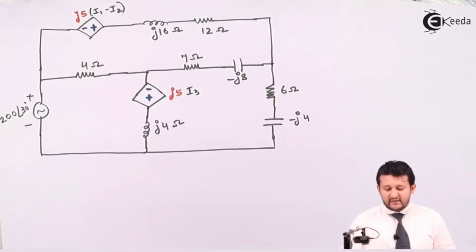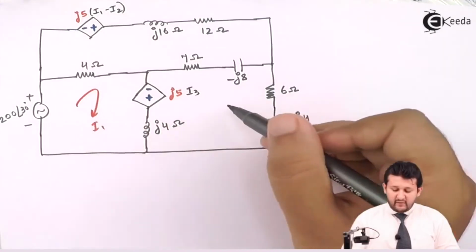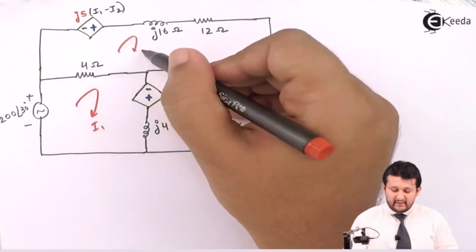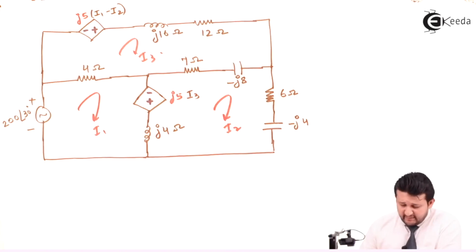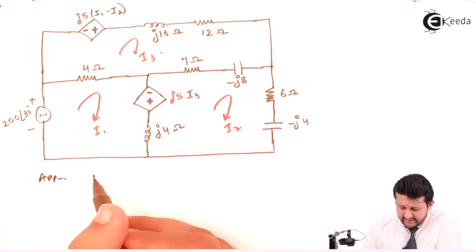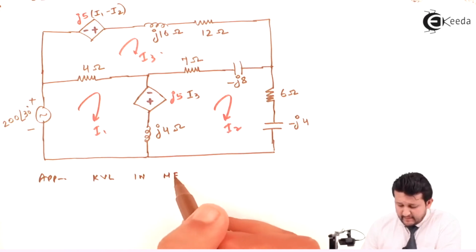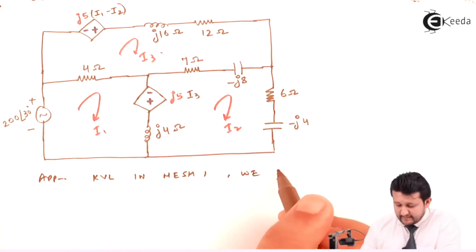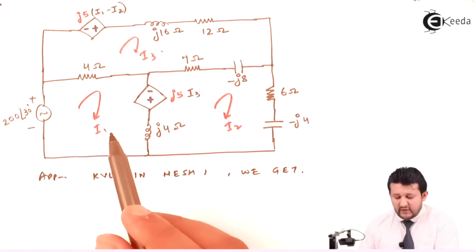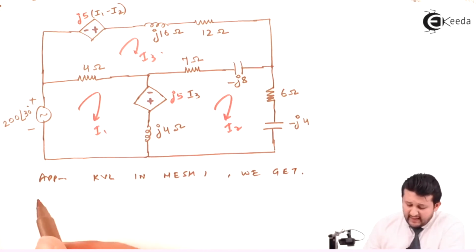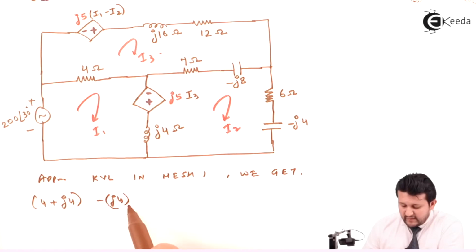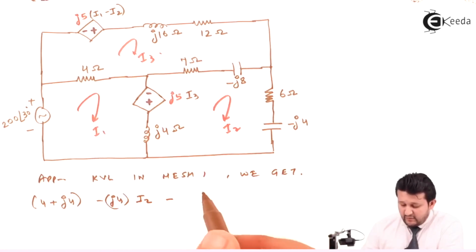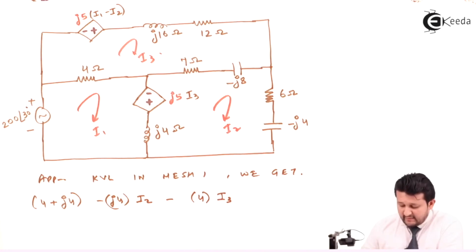So let's start writing the equations so that we can find the values for I1, I2 and I3. Let's write the mesh equations for the circuit. Since you have three loops, we will have three mesh equations. Applying KVL in mesh 1, we get: in mesh 1, if you observe carefully, you have two components. Add them, so you'll get 4 plus j4. Apart from this, is any other current flowing? Yes, in j4, I2 is flowing. The sign will be negative. In 4 ohms, I3 is flowing. The sign will be negative.